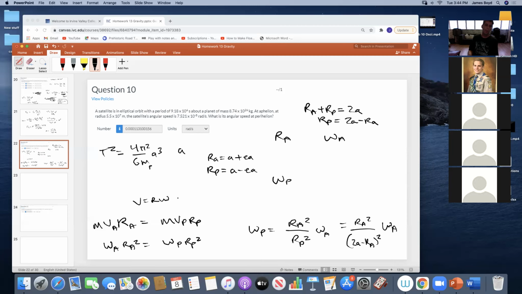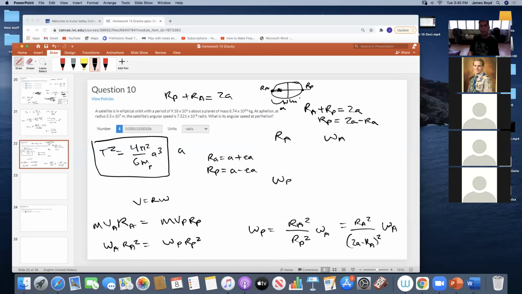You had to know Kepler's third law to get A. In order to get RP, you had to know Kepler's first law, that there are ellipses, and therefore on an ellipse, the distance from here to here is 2A. So from RA to RP, if the sun is at the focus here, this is A, this is A. So it's 2A from RA to RP in order to find RA.